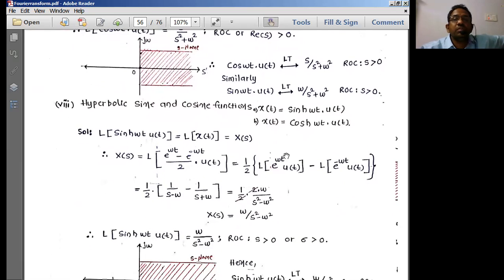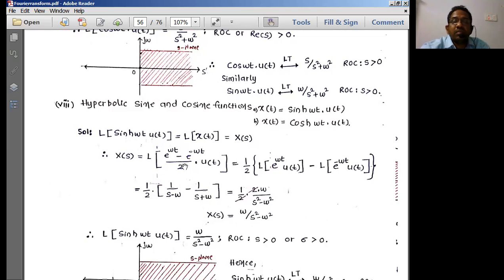The next one is the hyperbolic functions: sine hyperbolic and cos hyperbolic. If you go with the sine hyperbolic function, what is the sine function? The basic form is e power j theta minus e power minus j theta by 2j. Coming to the hyperbolic function, that j part is simply eliminated. So it is e power omega t minus e power minus omega t by 2.